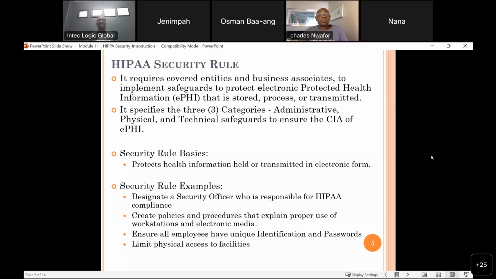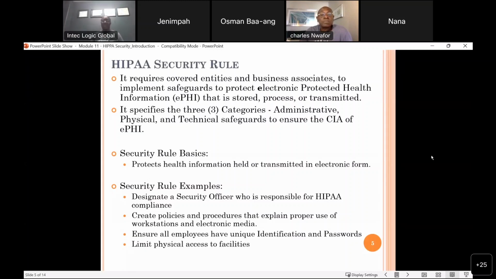And that was the initial point, but it's not now. It's not only electronic form, but paper form also needs to be protected. When you print a paper with the name and details of a patient and their medical condition, you can't say that this is not PHI, so you can't protect it. No, you have to protect it.